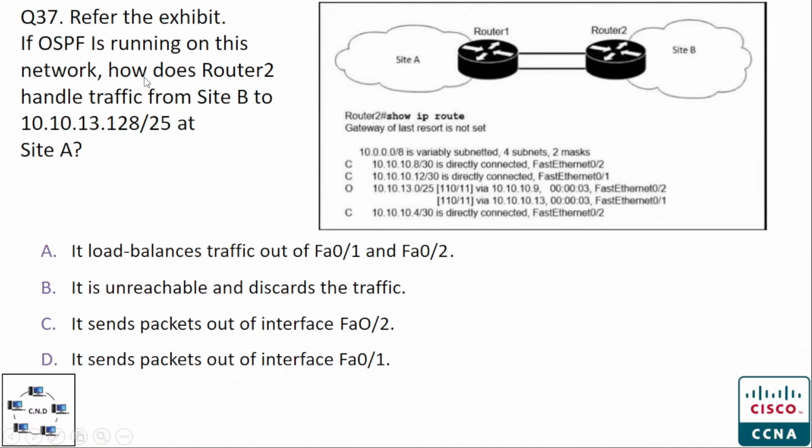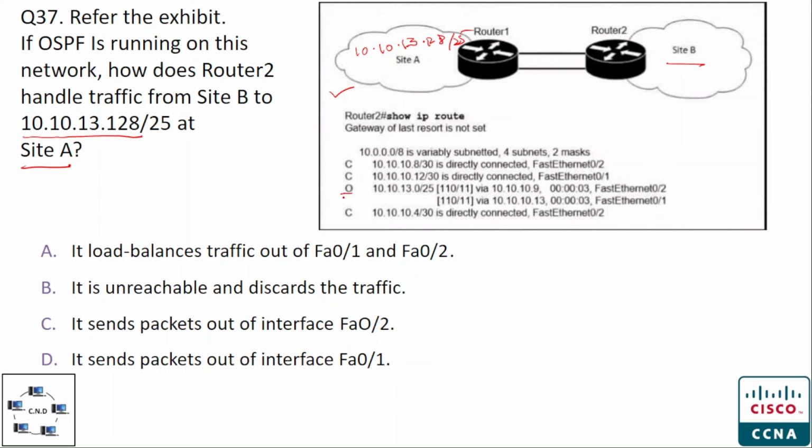Question number 37, refer to the exhibit. If OSPF is running on this network, how does router 2 handle traffic from site B? This is site B, going to 10.10.13.128/25 at site A. So here we have a network at site A, 10.10.13.128/25, and we have OSPF running over here.